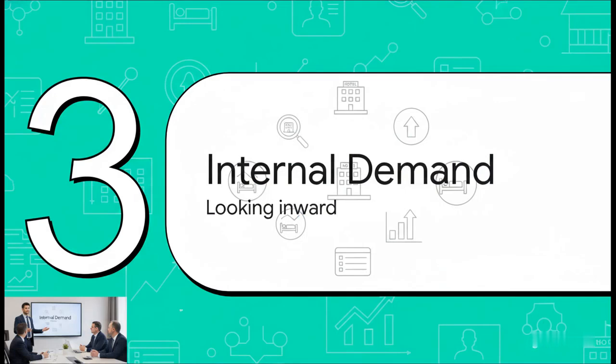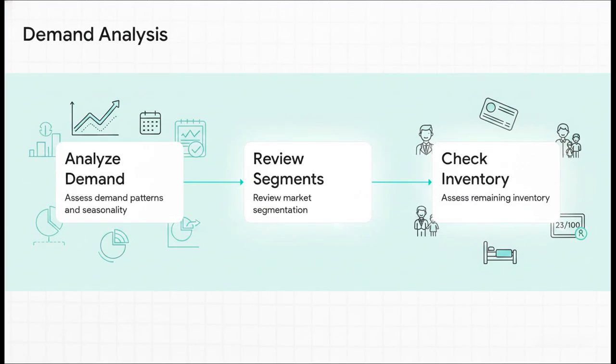All right, Section 3, analyzing internal demand. It's time to look inward so we can price smarter. Okay, before you ever even think about touching those rate controls, you've got to implement these 3 steps. Step 1, analyze your own demand patterns and seasonality. Basically, ask yourself, are we historically busy right now anyway? Step 2, review your market segmentation. Who is actually booking with you today? And Step 3, assess your remaining inventory.